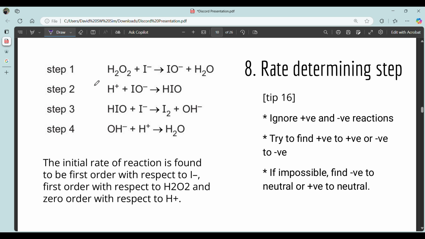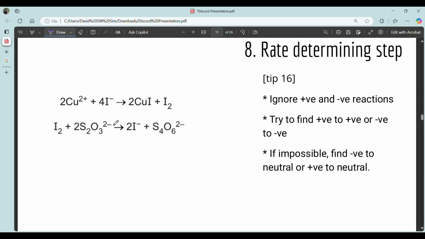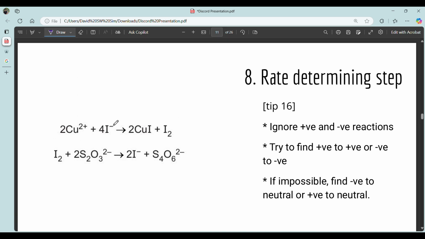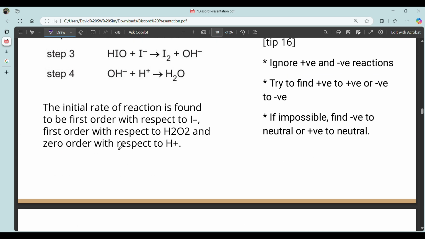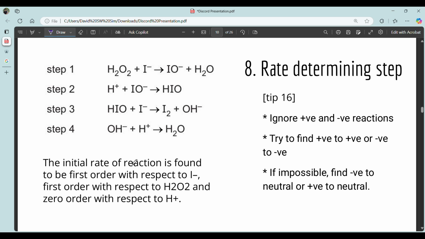So how do we determine which one is the bottleneck? There are two types of RDS questions. There's one type where they are very cruel. They just give you the steps with no clues. You have to figure it out for yourself. There's another type where they are very nice. They give you the clue. So I will go into the one with the clue first.